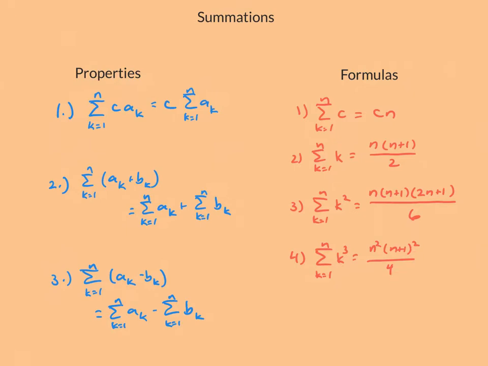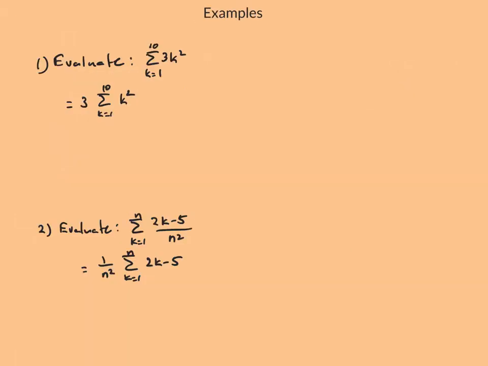So literally what's going to happen here, if I wanted n to be 10, like I was looking at the sum as k goes from 1 to 10, I could literally put 10 in for any of these n's and then evaluate it. Let's take a look at a couple examples. First, let's take a look at this problem here where we're asked to evaluate this sum as k goes from 1 to 10 of 3k squared.